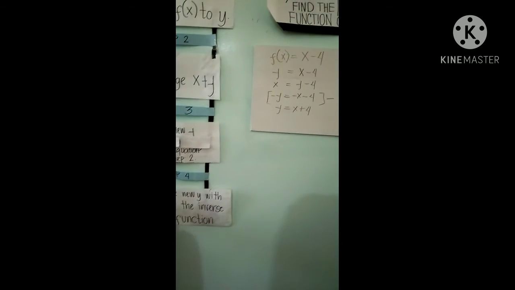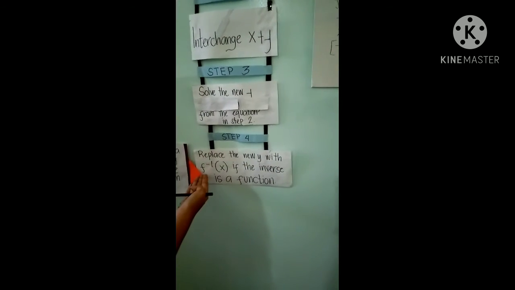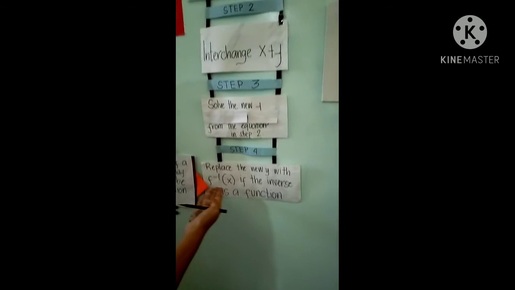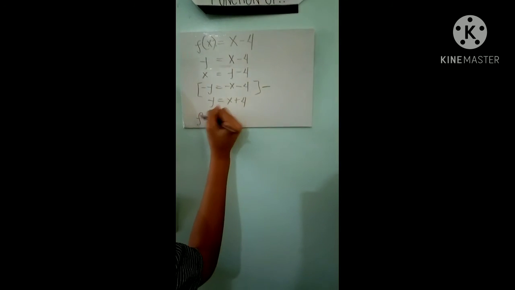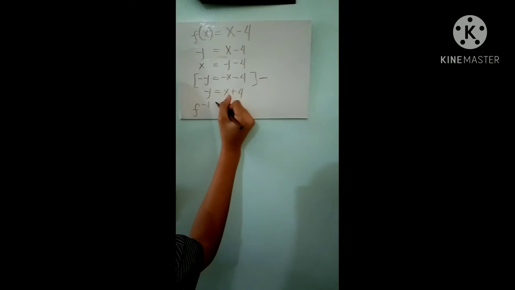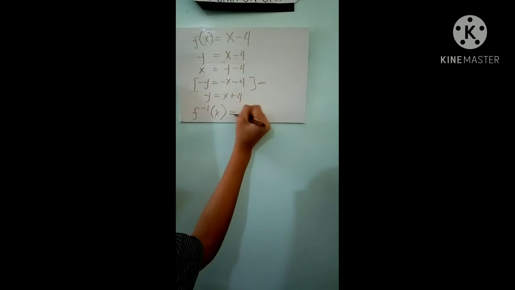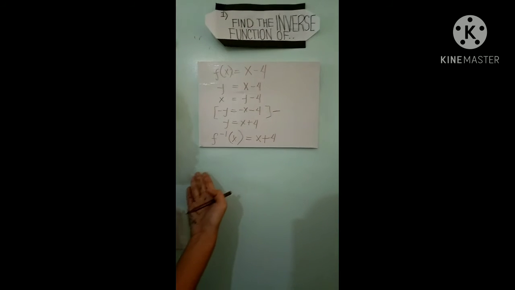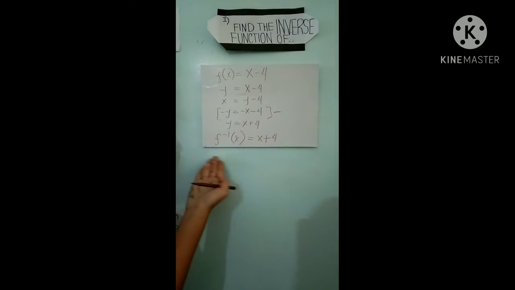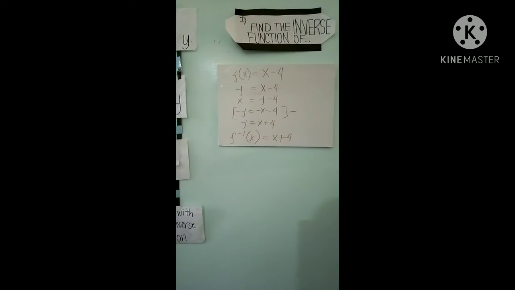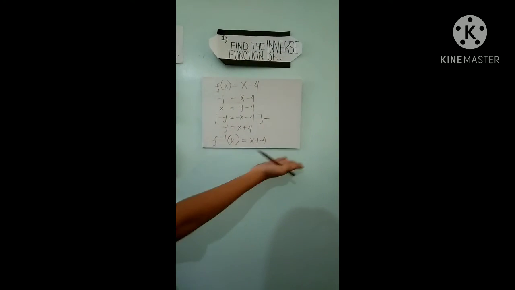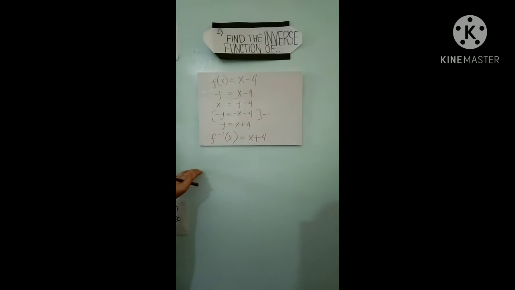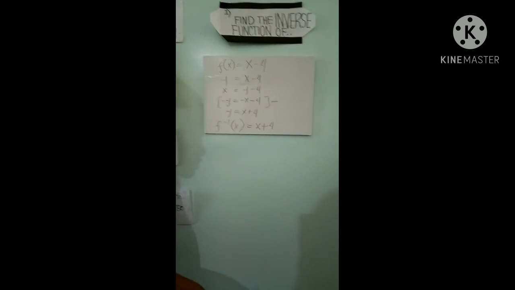So, we need to replace the new y with the inverse of x. That will become f raised to negative 1 of x equals x plus 4. So this is now our final answer. This is how to solve for the equation of the inverse of a function. Thank you for listening.